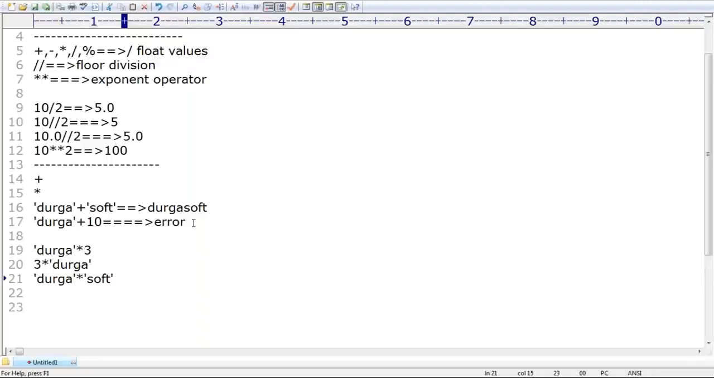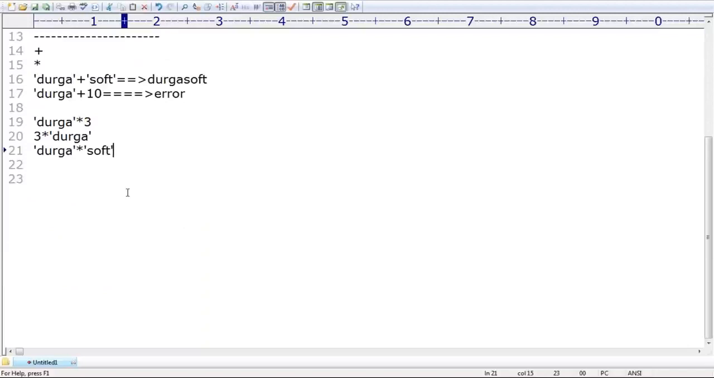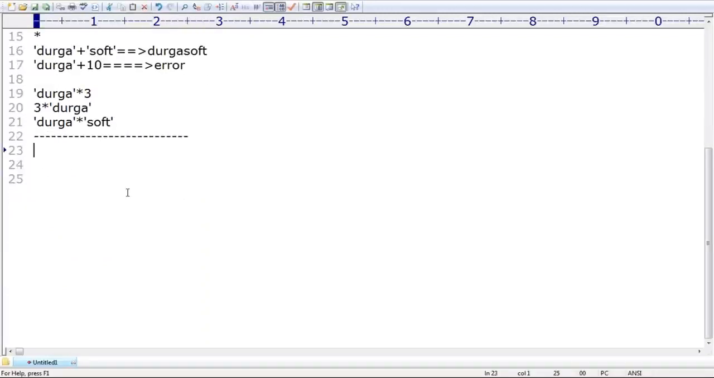Python is not going to support this, because if you want to apply the star operator to a string, one argument must be a string. The second argument should be a number. By mistake, if you take any other type, you are immediately going to get an error by default.